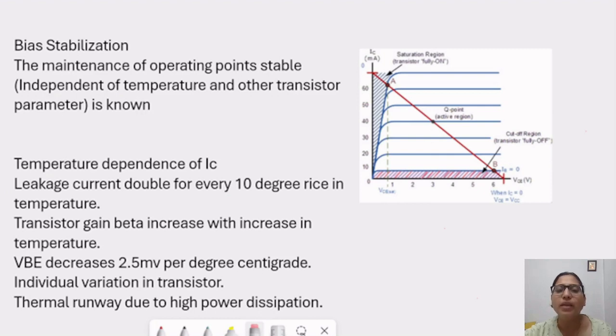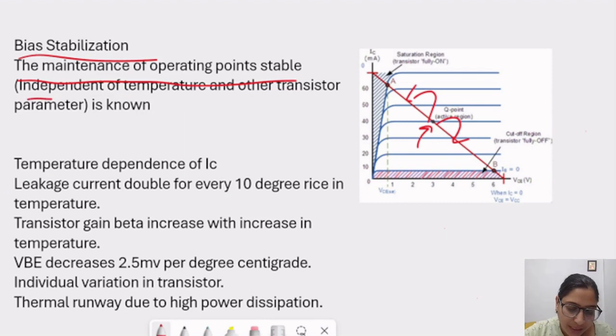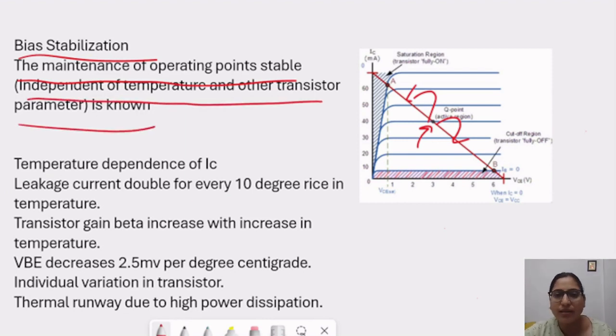But due to so many variations in transistor parameters and temperature variation also, this Q point is not fixed on the DC load line and it is movable in a particular manner. So if this is the position of the Q point, it can move here and here also with the effect of temperature. So, bias stabilization is nothing but the maintenance of the operating point stable, independent of temperature and other transistor parameters.